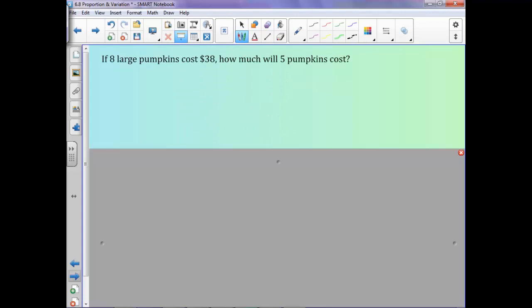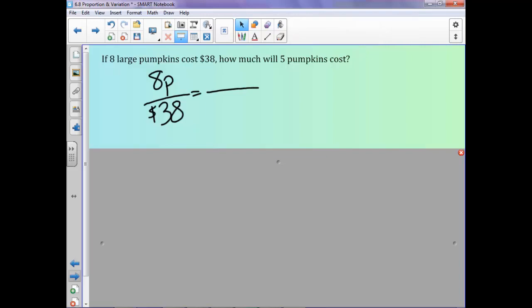Now, some proportions. If we have 8 large pumpkins and we know they cost $38, we want to know how much 5 pumpkins will cost. So we can set up a proportion here. We know 8 pumpkins is going to cost us $38. Well, the pumpkins are going to be the same cost, so we want to know how much 5 pumpkins will cost. So we can call that x.